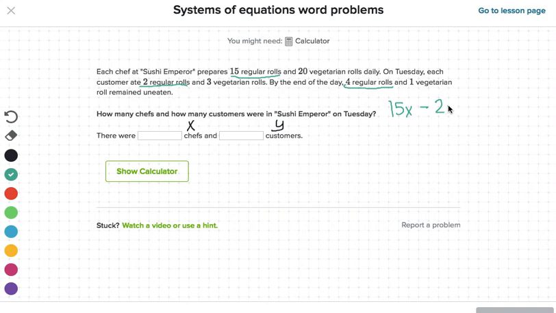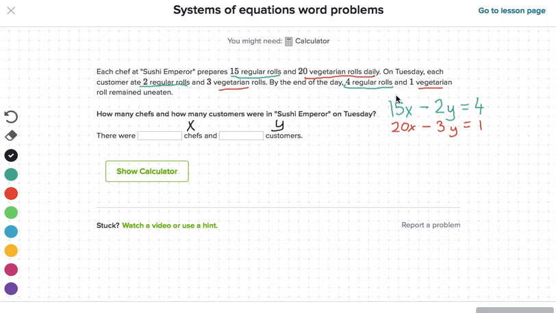And we've got 2 of those eaten by each customer, and as a result, there were 4 remaining. Okay, and then if we look at the vegetarian rolls, we started with 20 vegetarian rolls made by each chef, and we take away 3 of those eaten by each customer, and as a result we had 1 left. Okay, and that's where we're getting all of those from. So there's our linear equations set up right here.